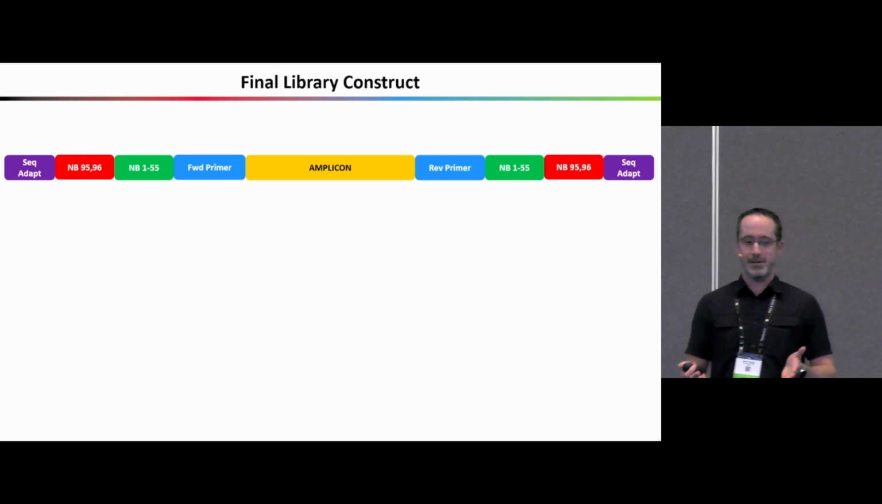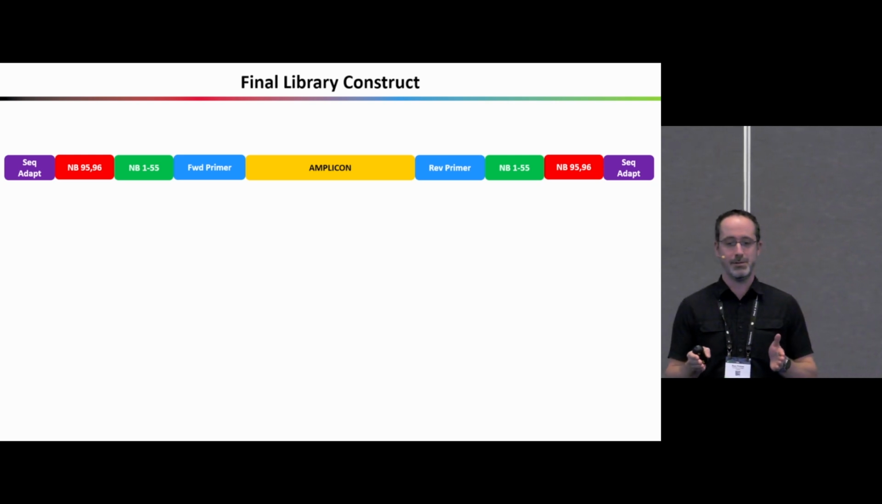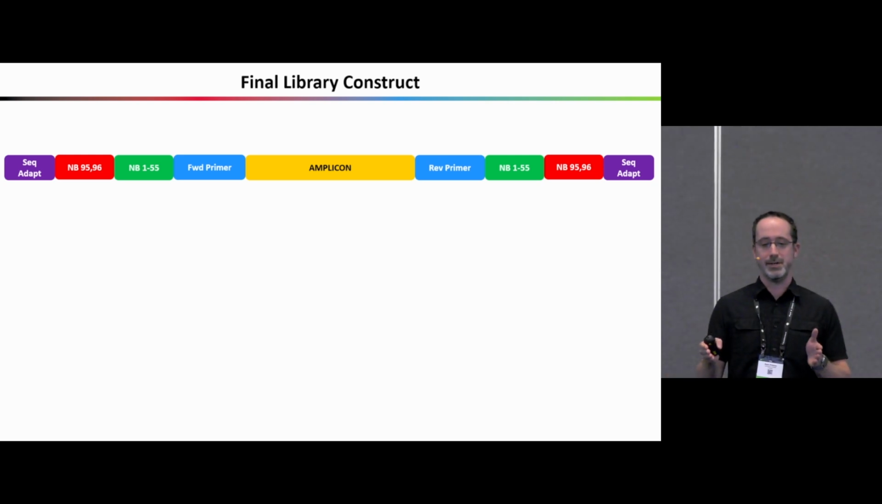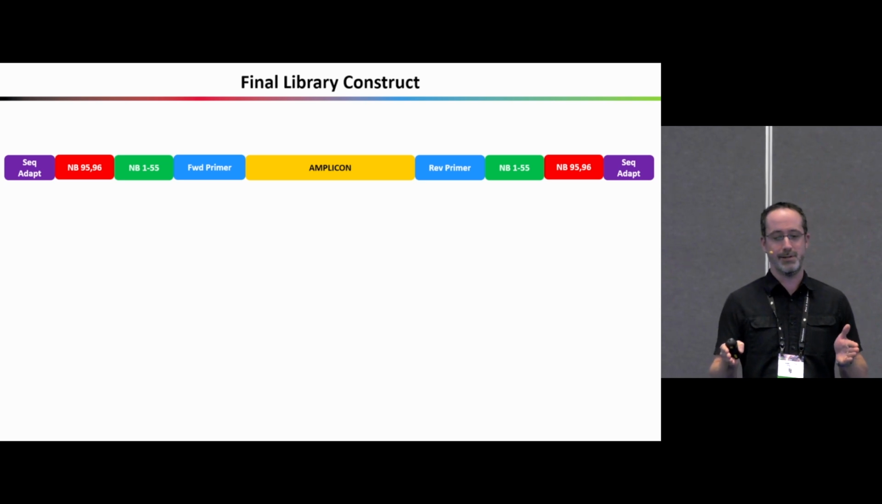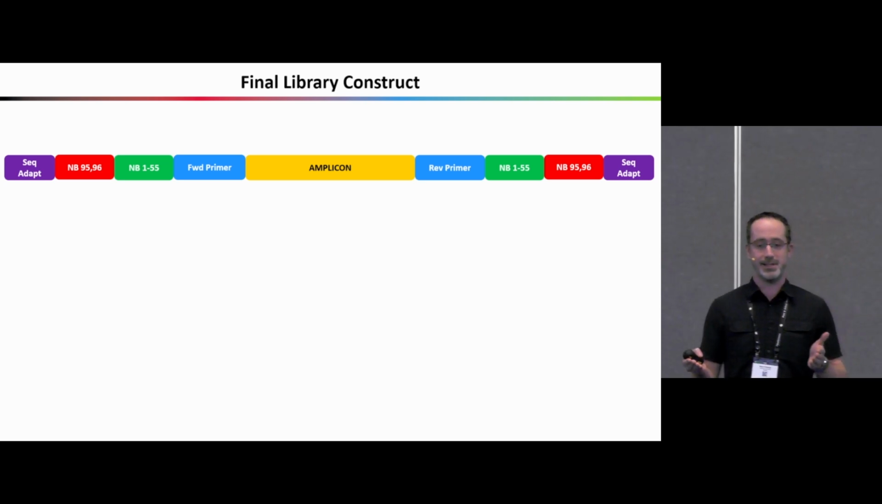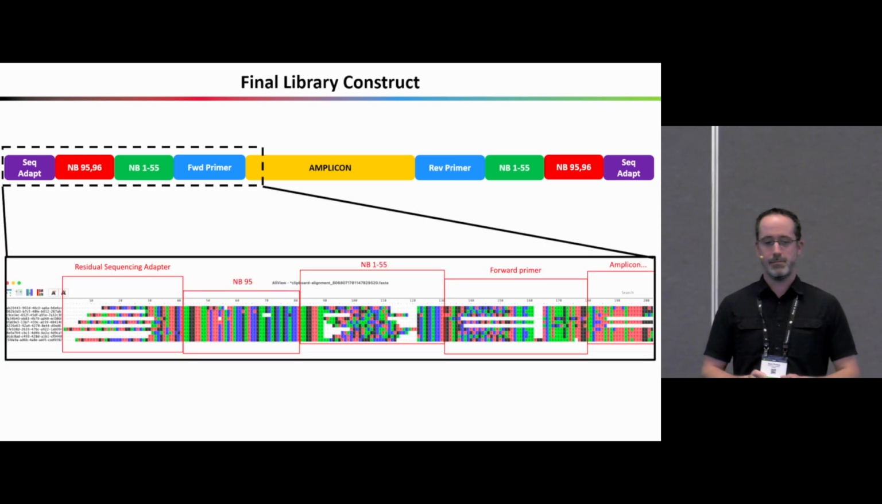So this is what our final library construct looked like, and there's a lot to unpack there, but briefly we have our amplicon flanked by our forward and reverse primers in blue, and then the inner native barcode in green, which could be anywhere from 1 to 55, and then the outer native barcode in red, which can be 95 or 96 in our case, and then the sequencing adapters would be on the outside there.